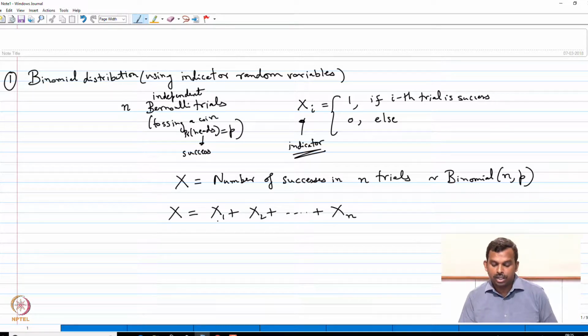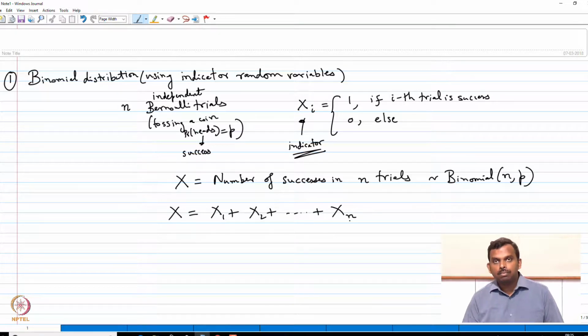You can see clearly, right? X1 is 0 means it was not a success. X1 is 1 means it was a success. So every time you have a 1 in the sum, it indicates a success in that trial. You add up all these random variables, you will get the number of successes. So the number of successes can also be written like this. It's a very simple idea.